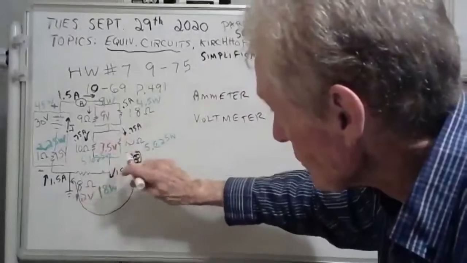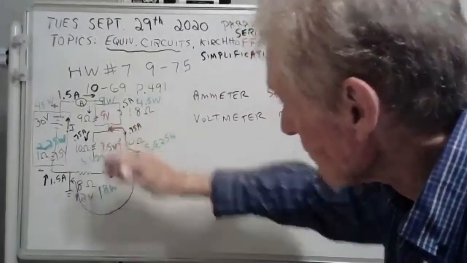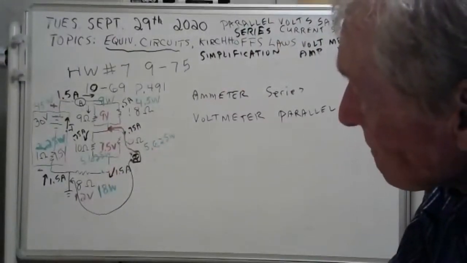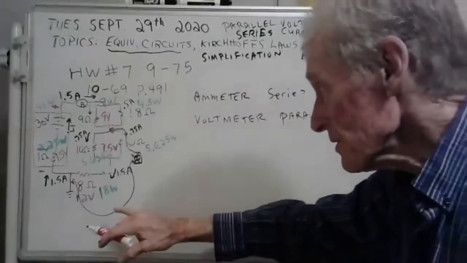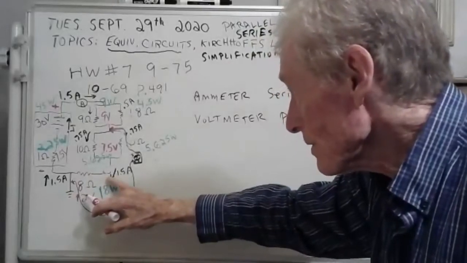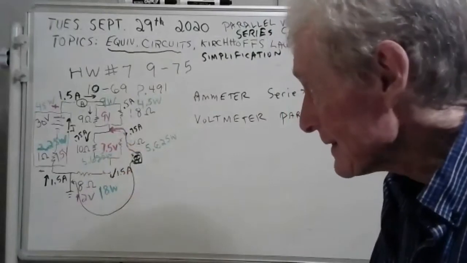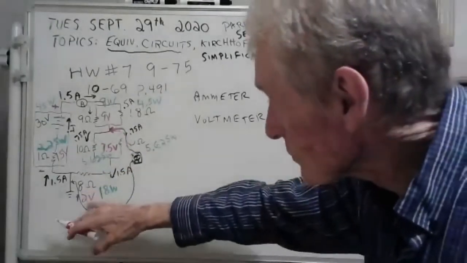Now, if you connected your red lead to here, it would read 19.5 volts. Do you understand it? You got 12 volts here, 7.5 volts here. That's a total of 19.5 volts, all relative to the ground.